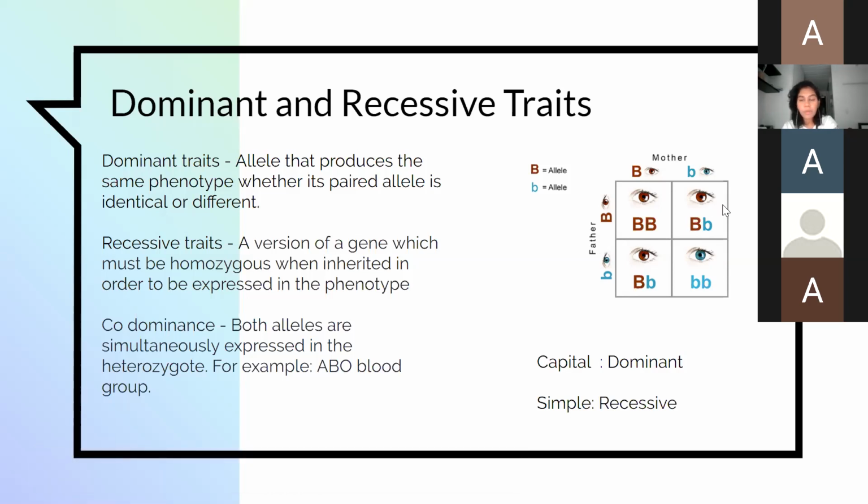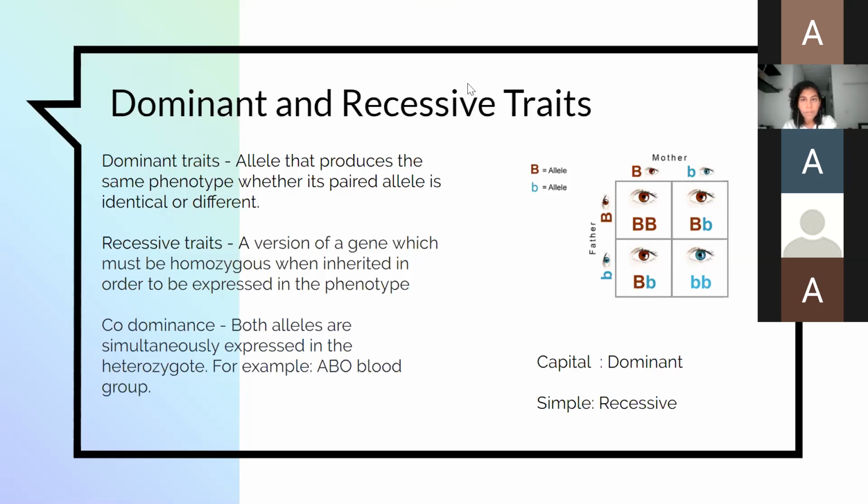Generally, dominant traits in a pedigree are symbolized as capital letters, whereas recessive ones are simple letters. So you can see that this is homozygous for the dominant trait, and this is heterozygous. With heterozygous, you can clearly see that with the capital B and simple b, it'll show the dominant trait, which is brown eyes, whereas blue eyes can only be shown when it's homozygous with its recessive trait.